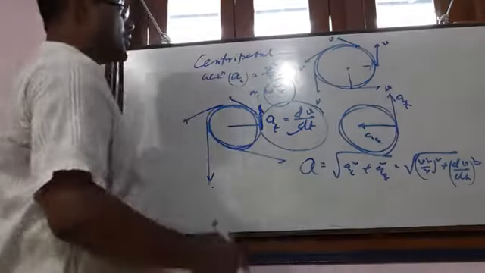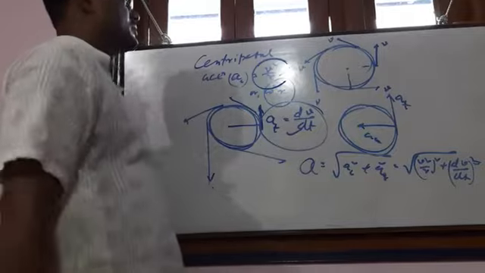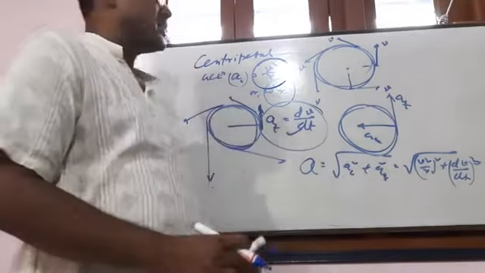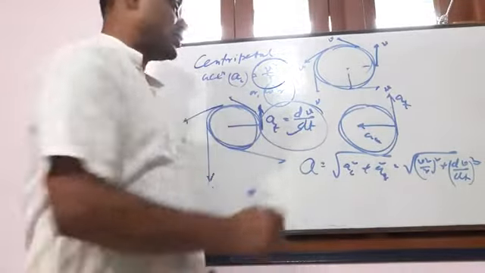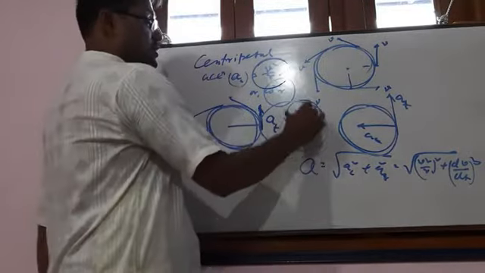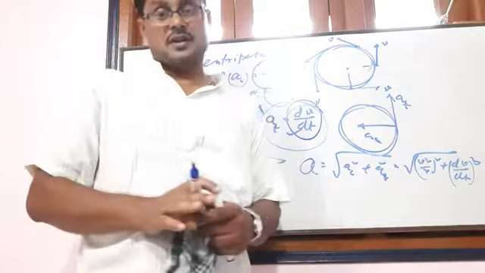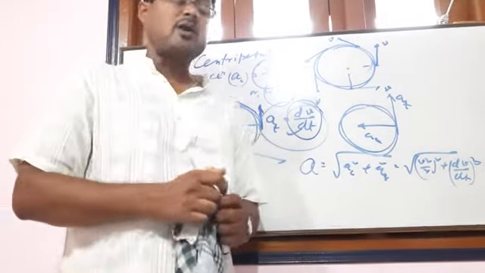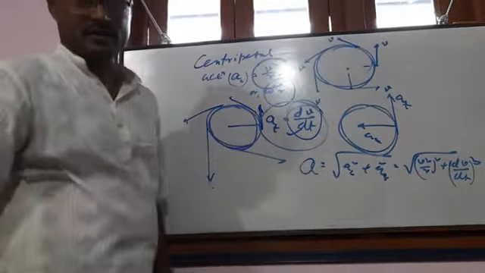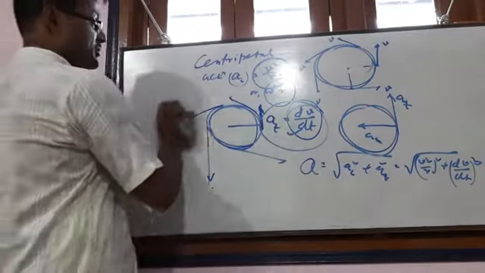Now, how can we prove that the centripetal acceleration is this? The tangential acceleration is the definition only. We know from class 7 the change of velocity by time. But how does it come to v square by r? How can we prove that? See.